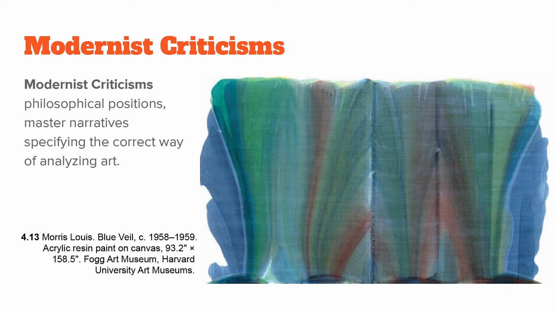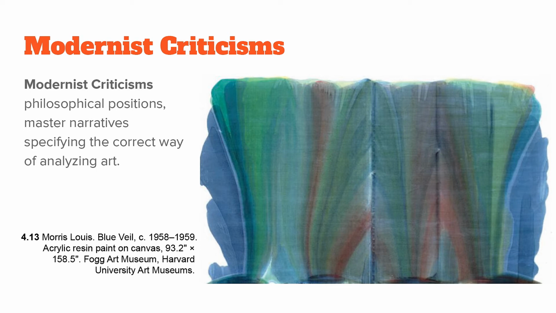Some of the first of these critics would fit into what we call the modernist criticism. Modernist criticism is a philosophical position. What they believed in were these things called master narratives. These master narratives really specify the "correct" way of understanding and analyzing this artwork. Master narratives allow people to take an artwork and make sense of it by placing it in one of these master narratives, and these master narratives are like a lens.